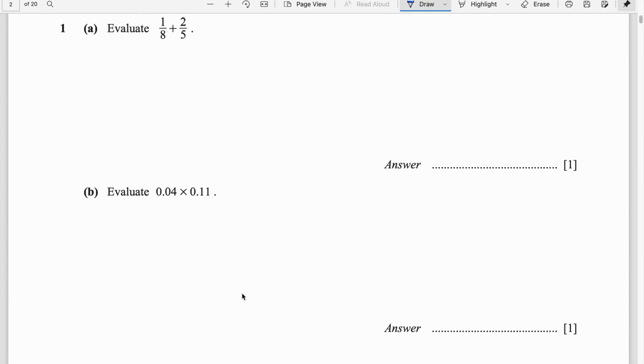Question number 1. 1 by 8 plus 2 by 5. 8 times 5 is 40. 5 times 1 is 5. 8 times 2 is 16. 16 plus 5 is 21 by 40.